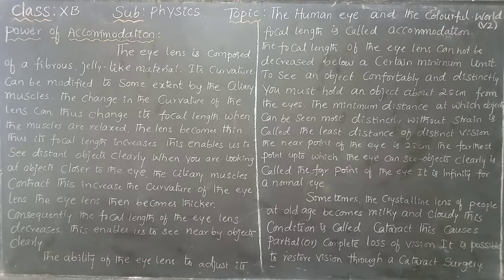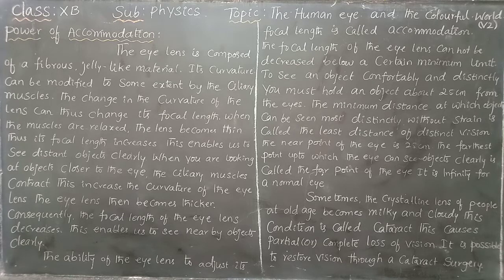Next, power of accommodation. Power of accommodation means if you place an object in front of the human eye, depending upon the position of the object, the image is formed. When the image is formed on the retina, only then can we recognize the object based on the image formed on the retina. Depending upon the position of an object, the adjustment done by the ciliary muscles is known as the power of accommodation.